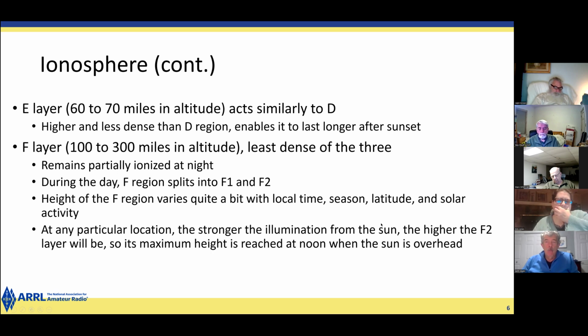So the stronger the illumination from the sun, the higher the F2 layer will be. And so it's at its maximum when the sun is directly overhead, compared to the spot where you are. Or it's the highest where directly underneath it is high noon on the Earth's surface. So this changes through the day.